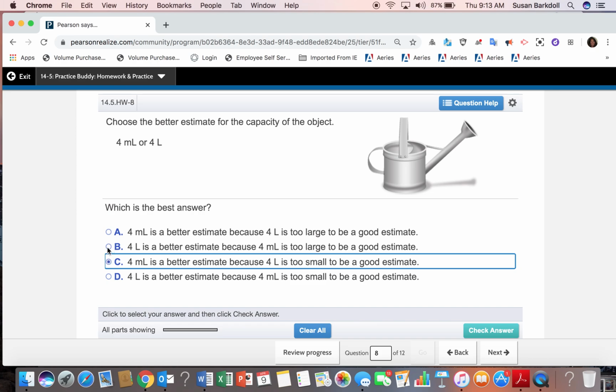So let's examine the wording. It's really important to look carefully at the words in the answer. 4 liters is a better estimate because 4 milliliters is too large. Not so. 4 milliliters is not too large. 4 milliliters is too small to be a good estimate.